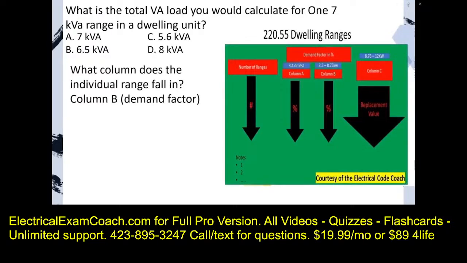First off, let's find out what column we're using. Our individual range falls into column B. Now let's find our total connected load. Well, in this case, it's just one range, so the total connected load is 7.